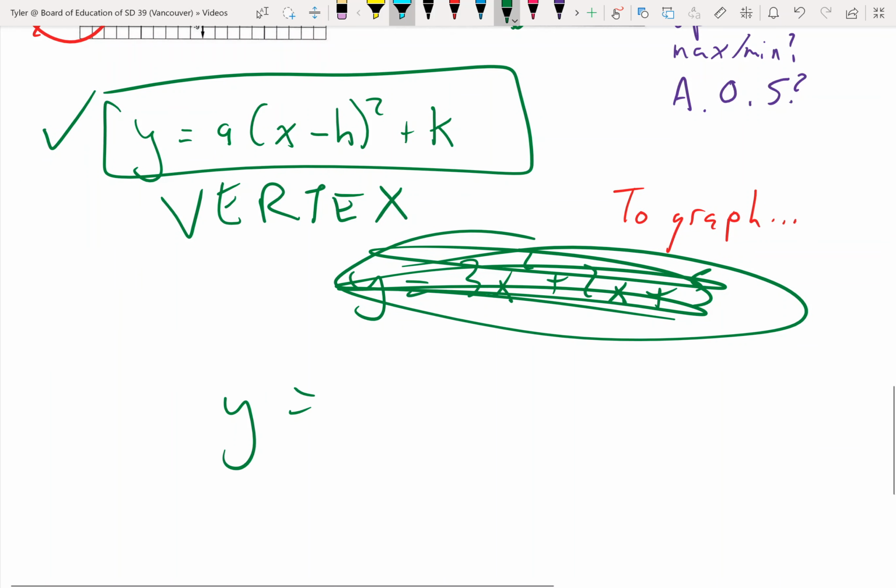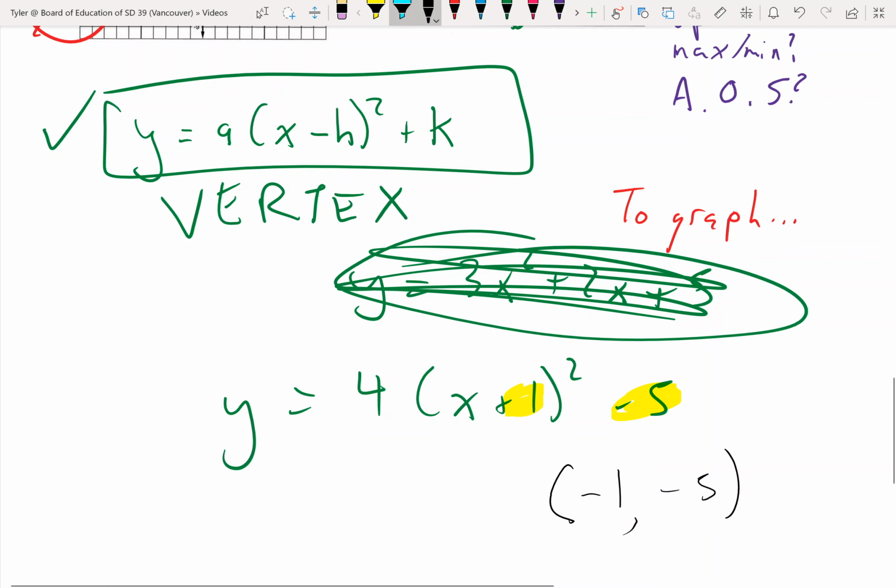If I have a question like this, I can tell right away. That's the shift, that's the shift. So my vertex is going to be, for the x value, 1 to the left and down 5. Bam, vertex done. Okay? Axis of symmetry. I know it goes through that in the middle, right? There. So my axis of symmetry is going to be x equals -1. That's done too. I know it's going to be a smiley face because that's positive, like that. So I know that it's going to have a minimum value.